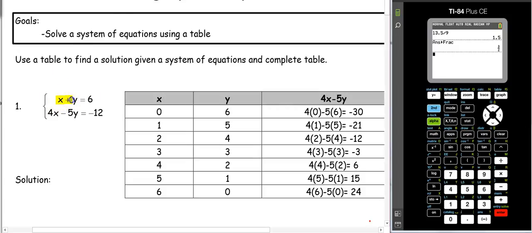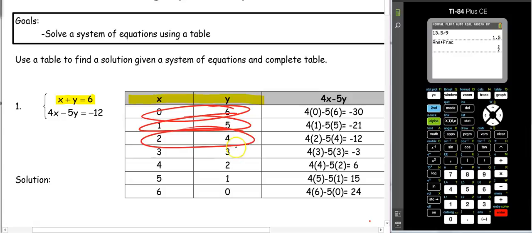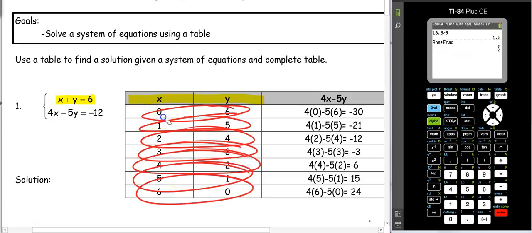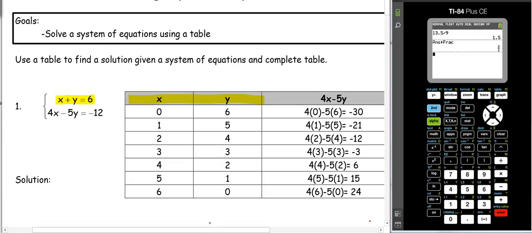So the first equation, which has no coefficients, is always going to be represented by our first two columns in the table. So if we have x plus y equals 6, the two numbers in these columns have to add together to become 6. So 0 plus 6, 1 plus 5, 2 plus 4, 3 plus 3, 4 plus 2, 5 plus 1, and 6 plus 0 all get us 6.